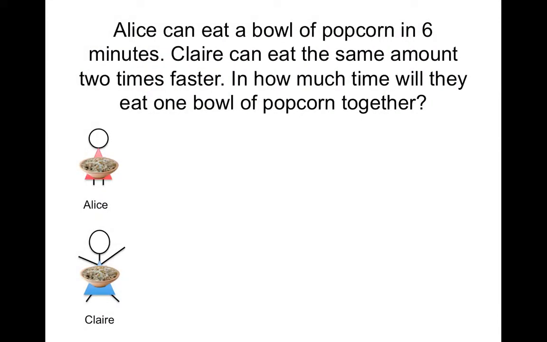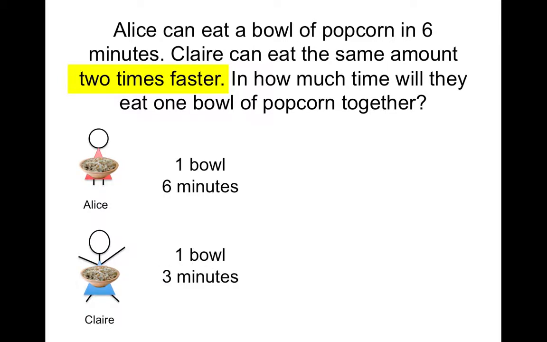Understanding rate can make it useful to solve more complicated problems than just calculating distances and times. For example, if we know Alice can eat a bowl of popcorn in 6 minutes, and Claire can eat the same amount 2 times faster, that means she can eat 1 bowl in 3 minutes. How much time will it take them to eat one bowl of popcorn together?